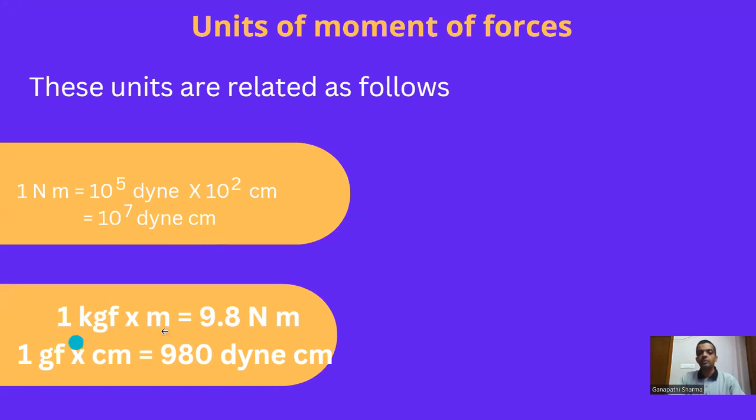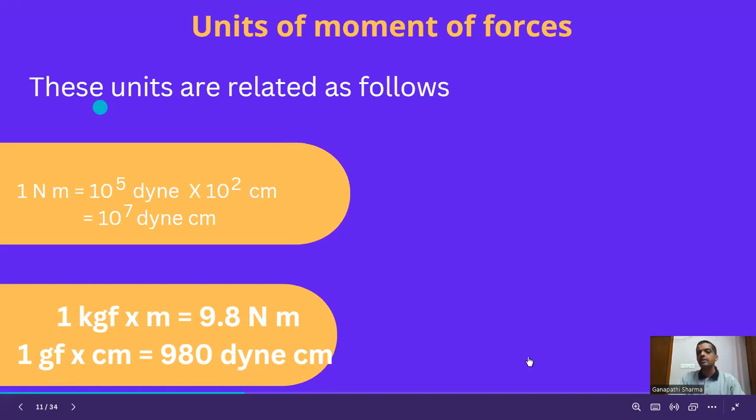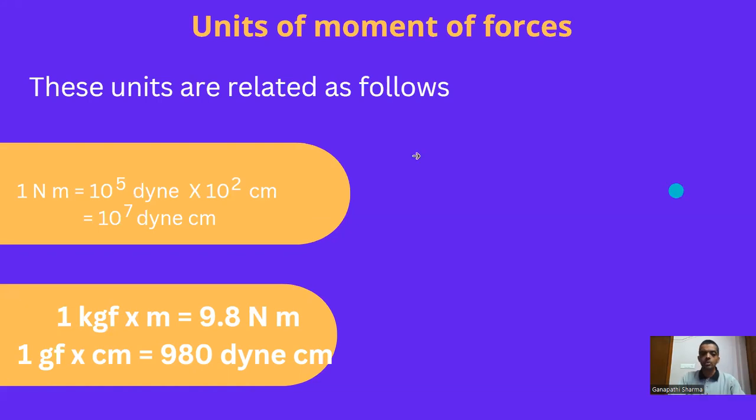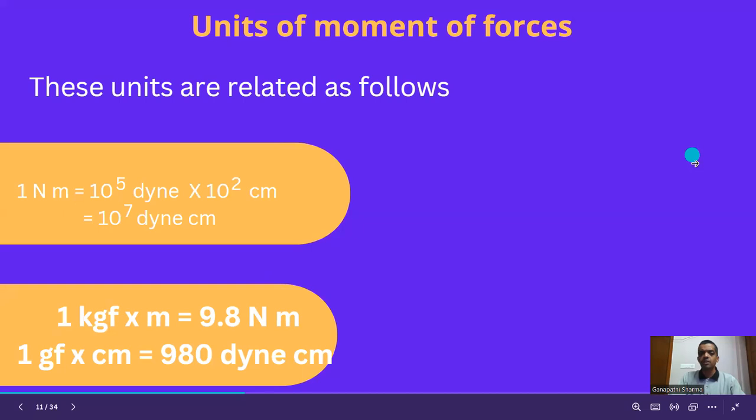1 kgf meter is 9.8 Newton meter. 1 gf centimeter is 980 dyne centimeter. In numericals, we require these units and their relations. So it is very important to know these relations from the numerical point of view.